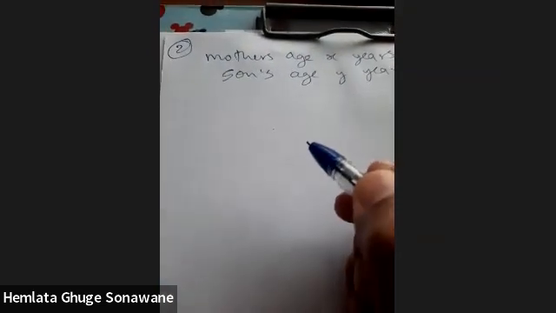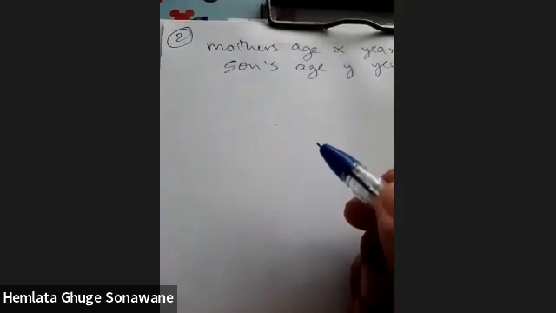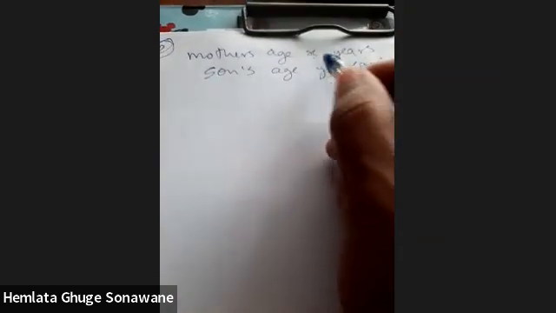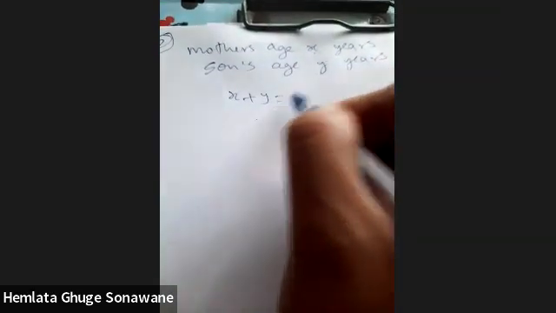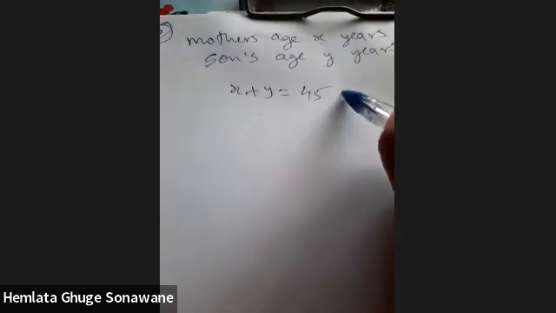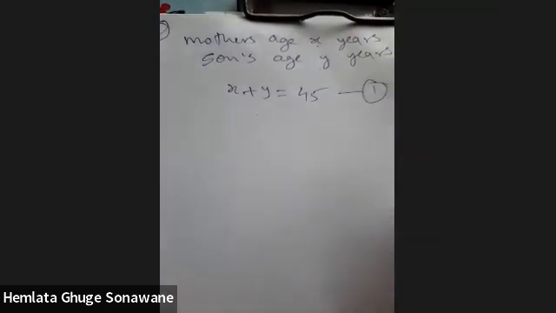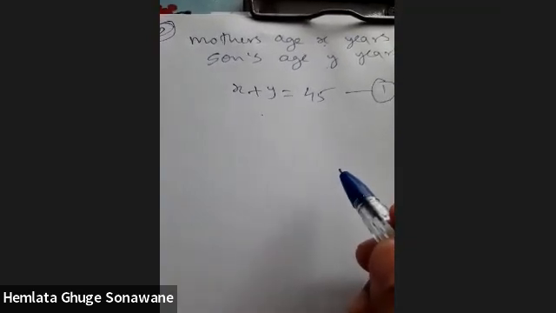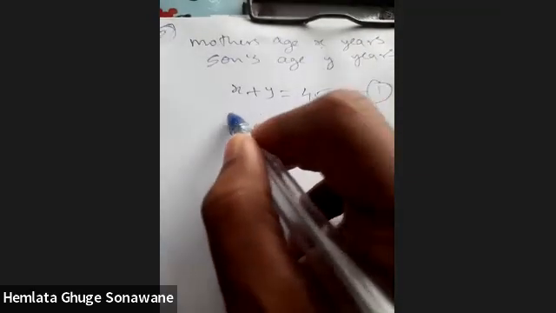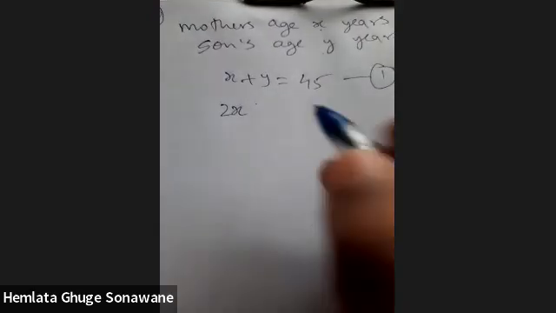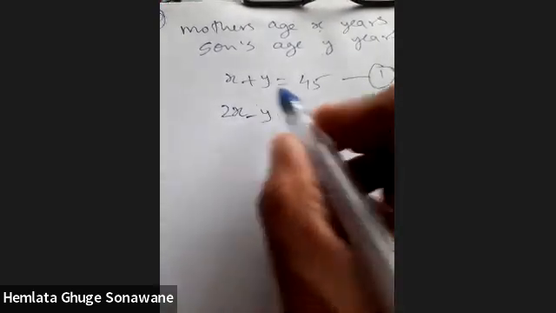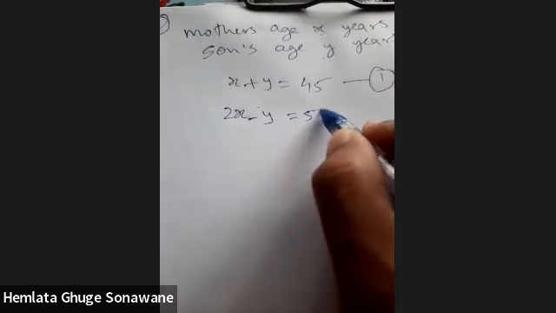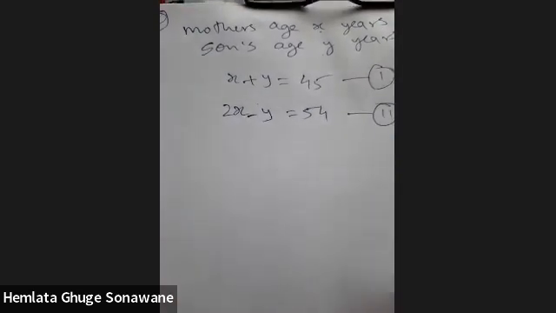Now what is our first condition? The sum of the ages of mother and son is 45 years. That is the sum of the ages we have considered: x plus y is equal to 45. This is our equation number 1. What is the second condition? If the son's age is subtracted from twice the mother's age. Twice the mother's age is 2x and the son's age is y. It is subtracted from 2x, so 2x minus y. So we'll get the answer as 54. So this is our equation number 2.